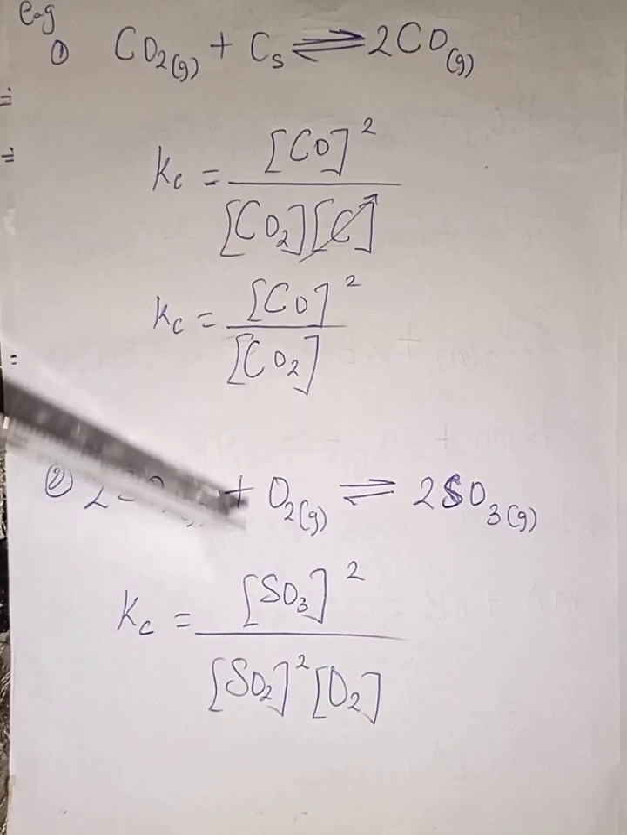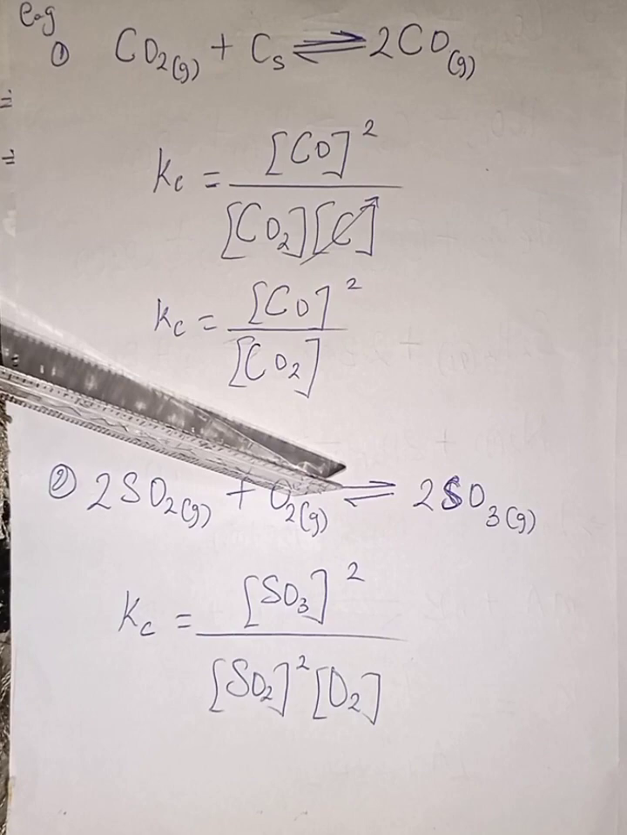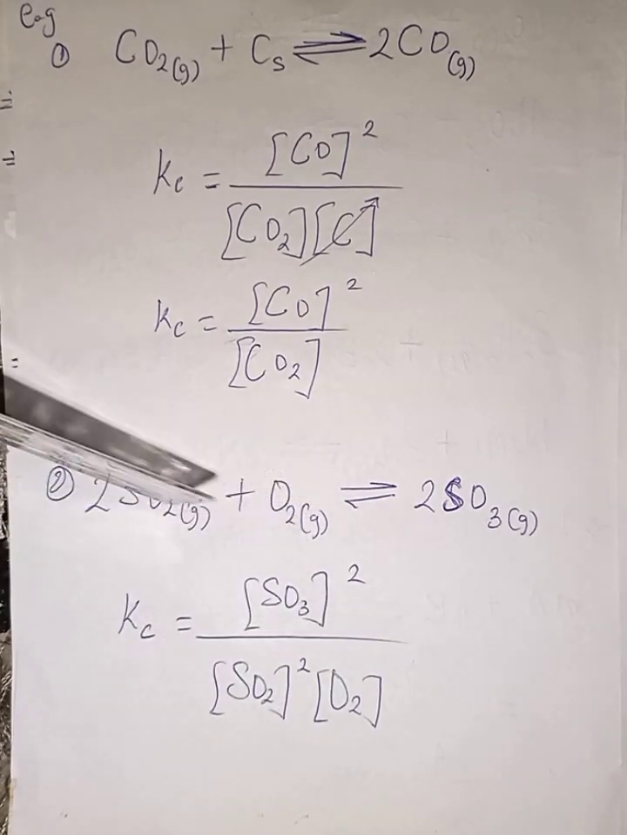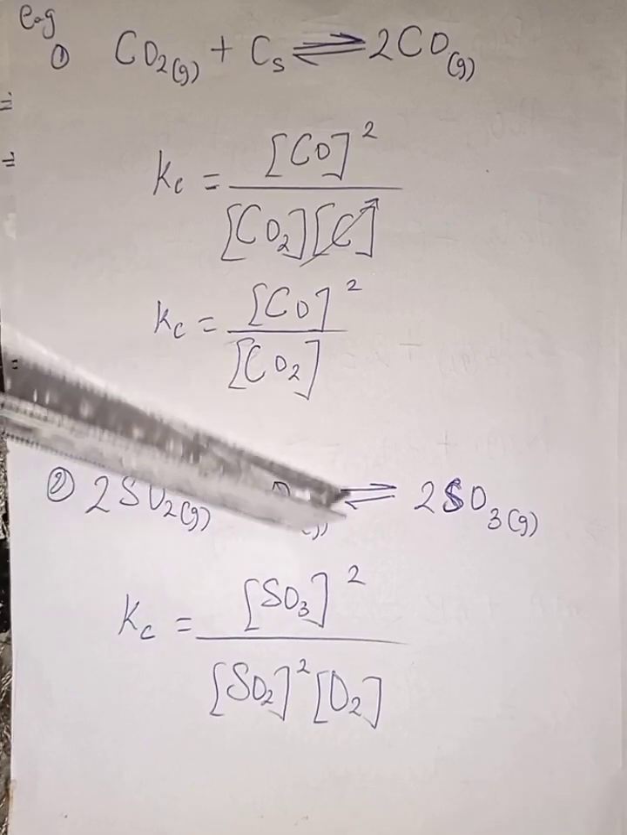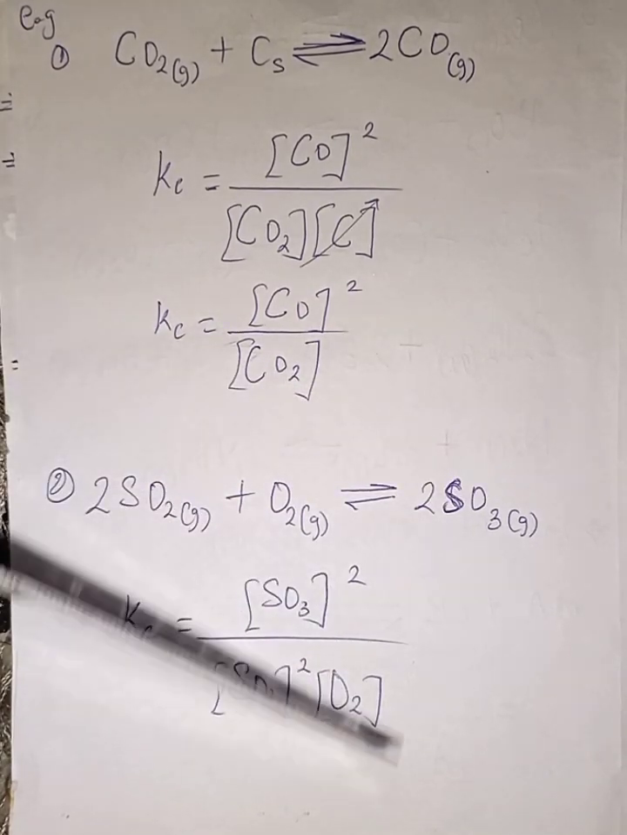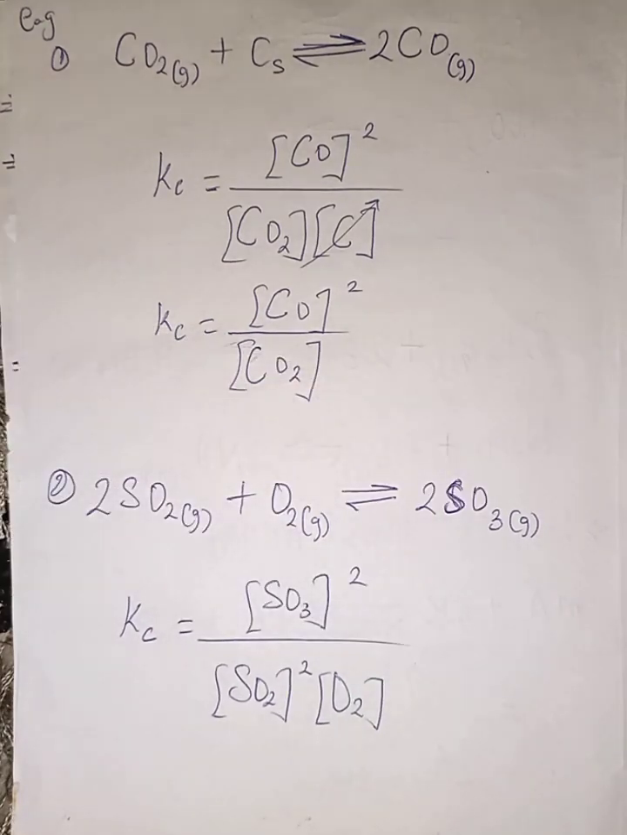Now let's look at this. We have gaseous species. Take the product, divided by the reactants, you multiply O2 times this. Then raise each of them to the power of their coefficient. This one is power 2, this one is power 1, because the coefficient is 1, this one is power 2. Everything will be active because everything is in the gaseous state.